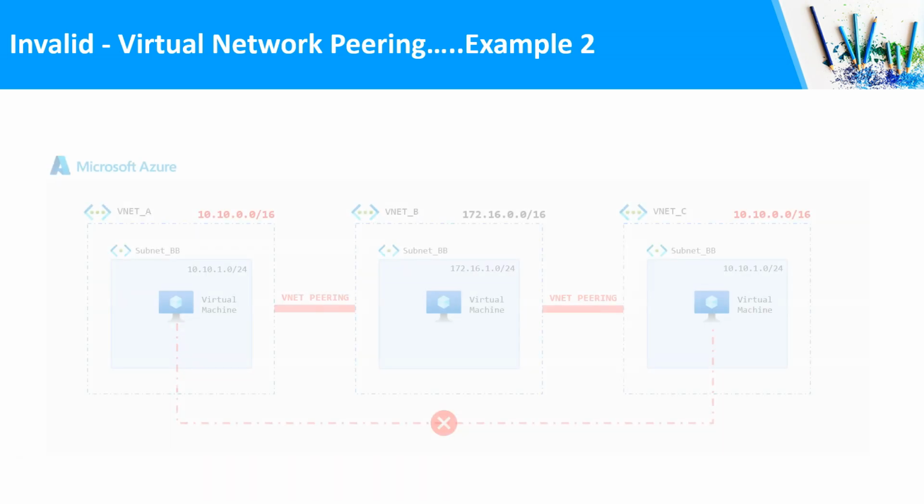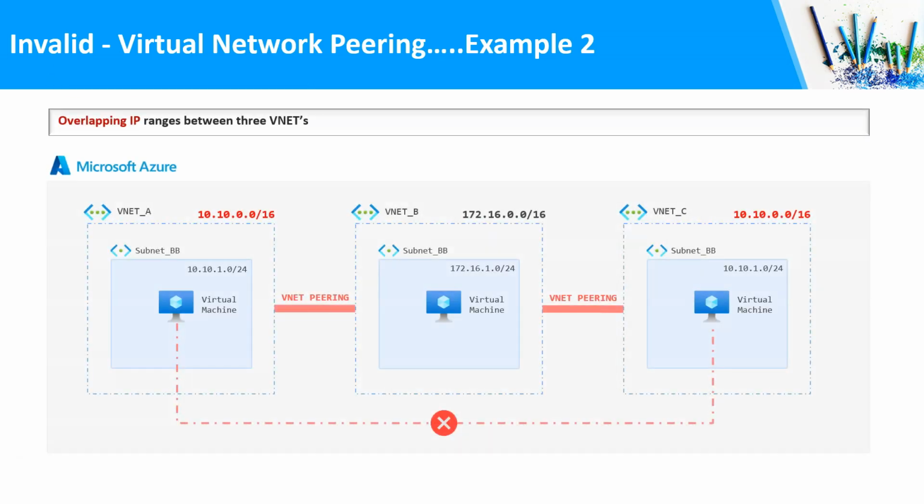Example number 2. Here we can see three VNets are getting paired, of which VNet A and VNet C are having overlapping CIDR ranges. This also will lead to IP duplication, and hence this is an invalid peering configuration.